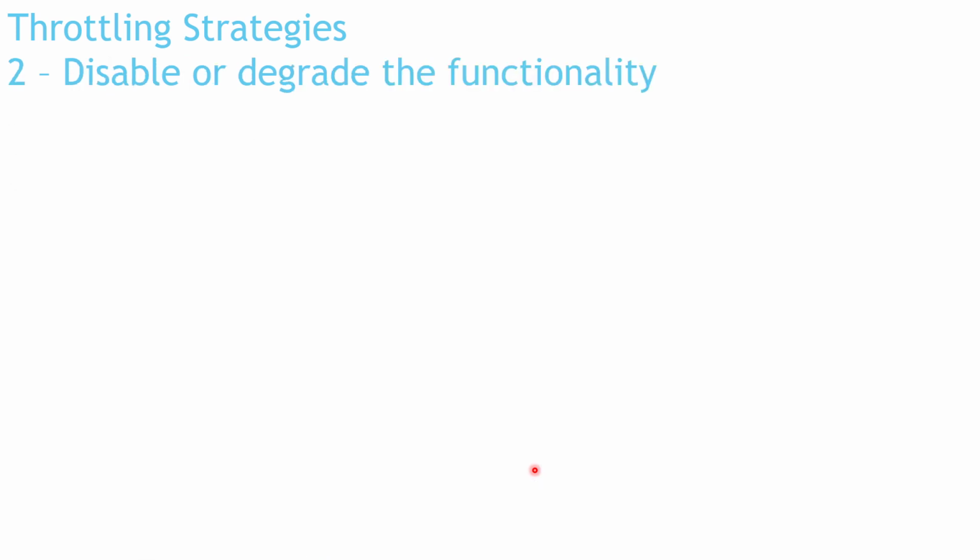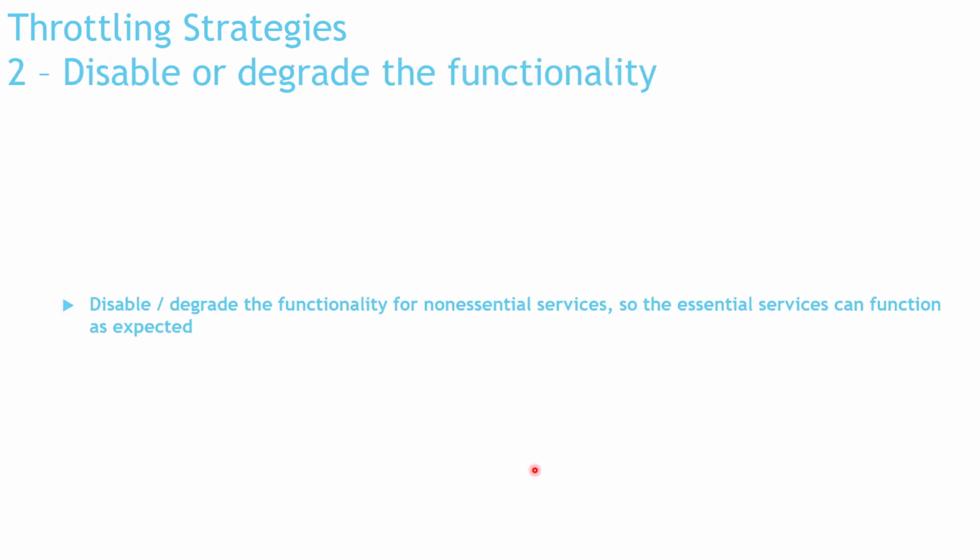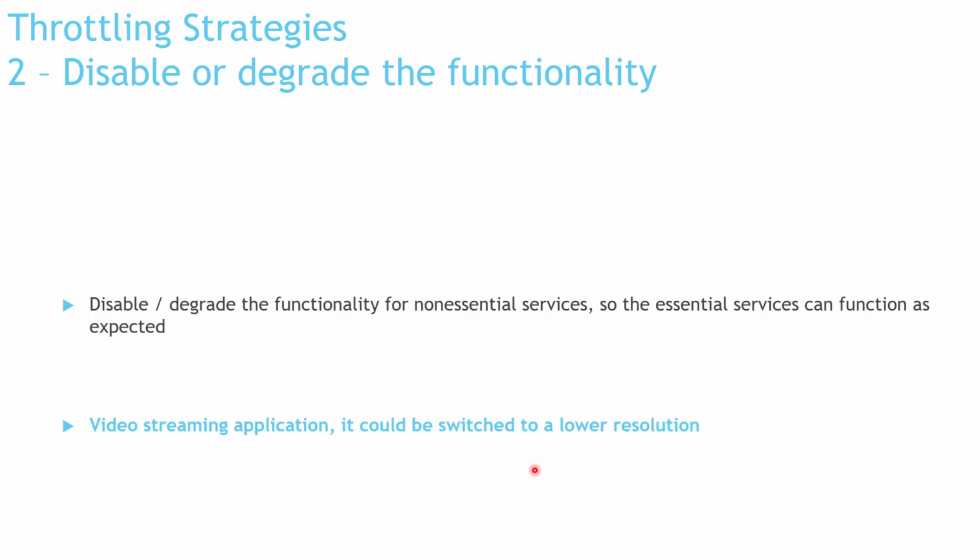Then the second strategy we can do is to disable or degrade the functionality. So we disable or degrade the non-essential services to allow the essential services to be executed. And the best example I would like to give in here is YouTube or any other video streaming application. When it experiences an extreme workload, it will switch to view the videos in a lower resolution. This is to allow the platform to perform other essential functions, rather than just stopping altogether. So this could be one of the throttling strategies you could do in your solution as well.